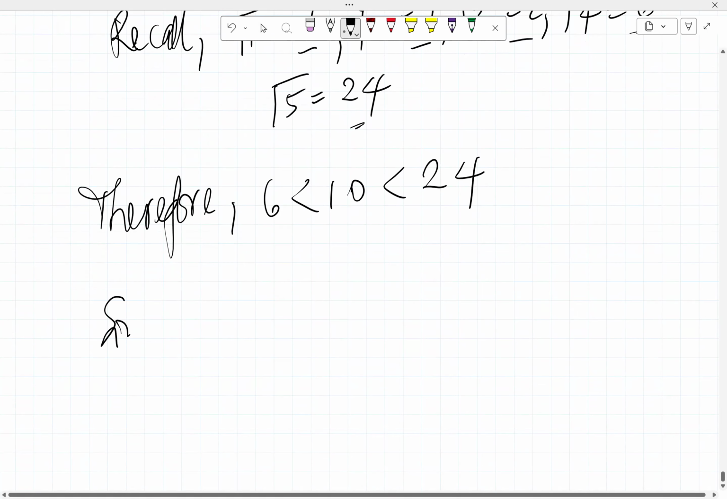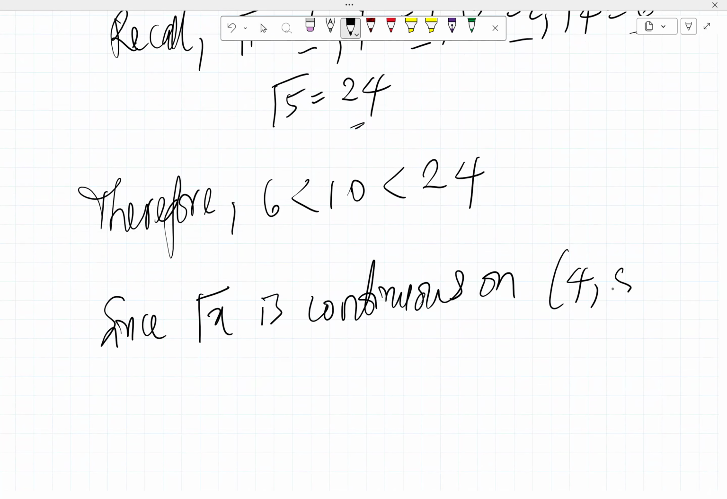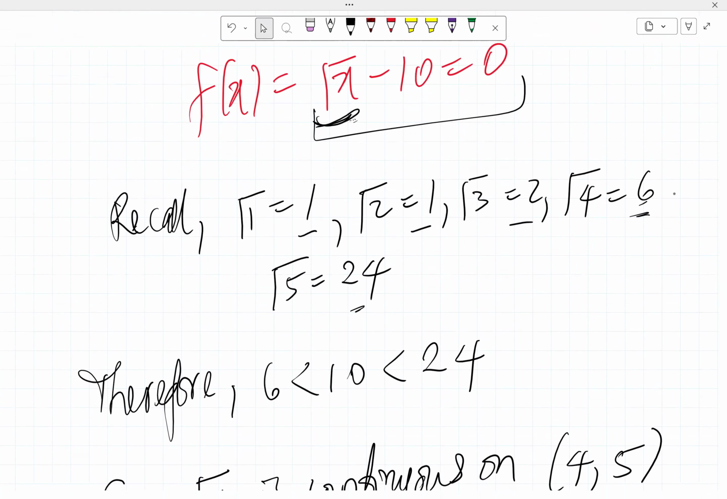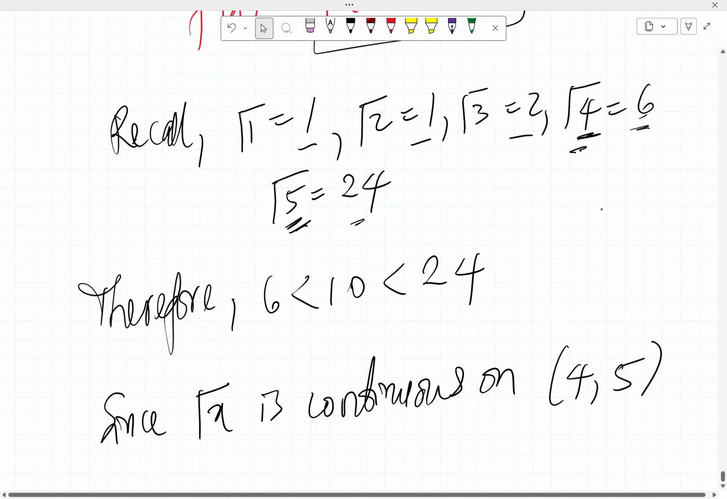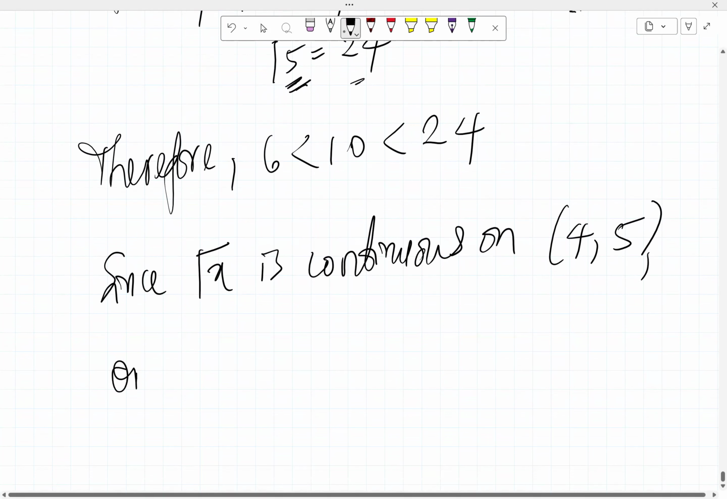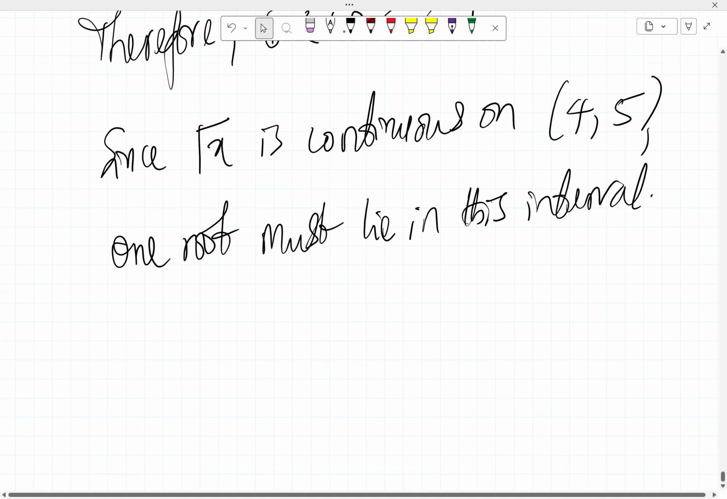So since gamma x is continuous on the open interval 4, 5, right? You see, this is 4 and this is 5. So it means that one root must lie in this interval. So the answer we are looking for is somewhere between 4 and 5, basically.